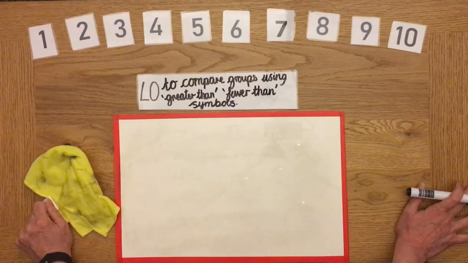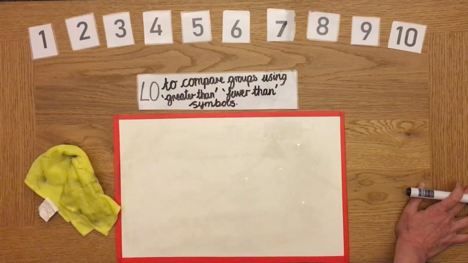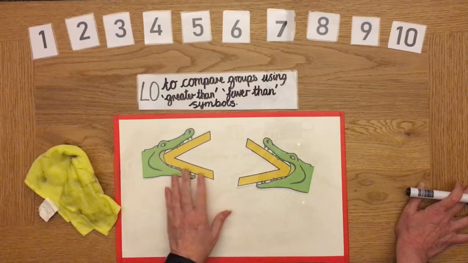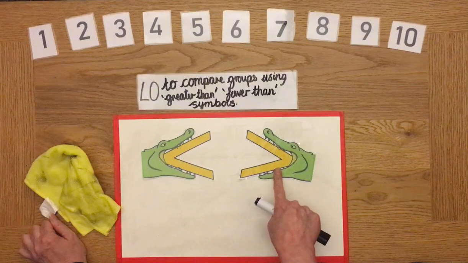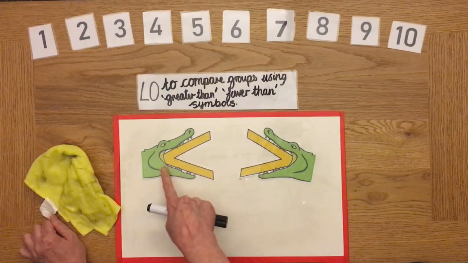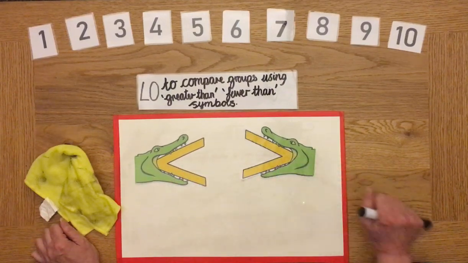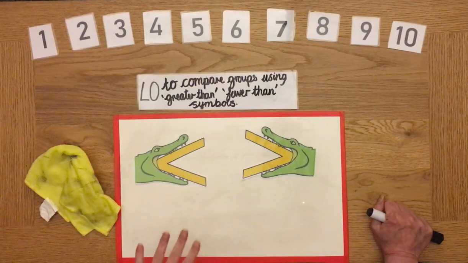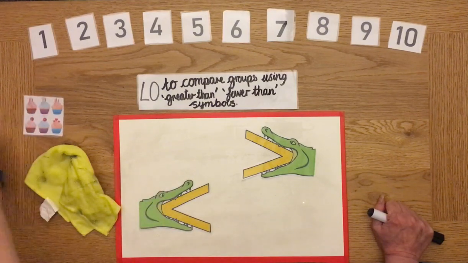Now we're not going to be using the words. This says symbols, and I've got some symbols that you've probably seen before. This is the greater than symbol and the fewer than symbol. We use a crocodile because the crocodile is always hungry, and the crocodile always eats the biggest amount.